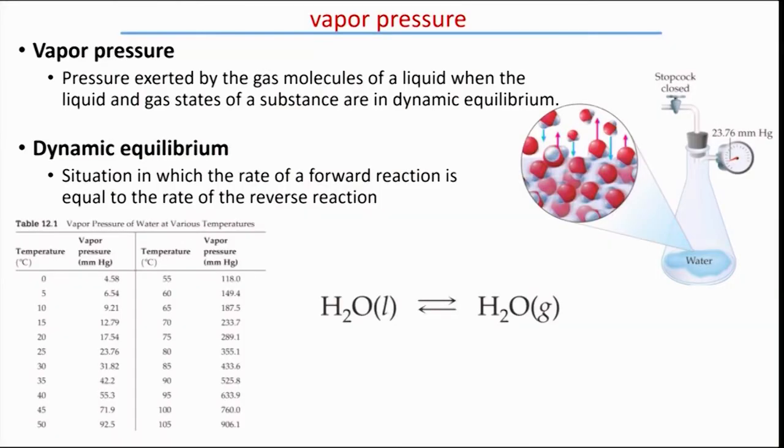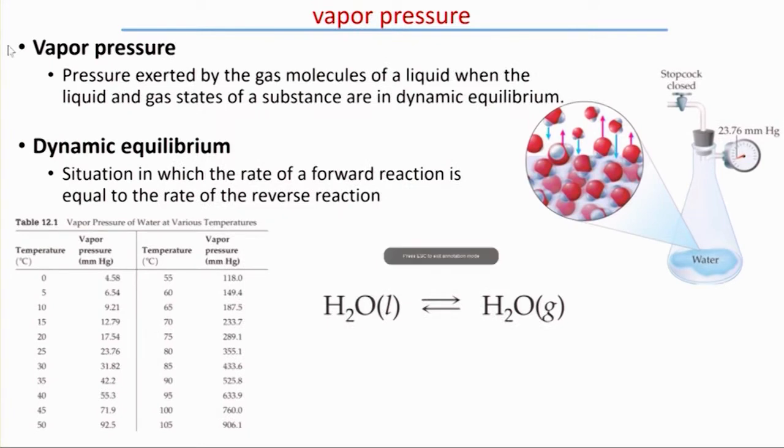So we're going to be looking a little bit at vapor pressure, and we have to explain what we mean by this. Vapor pressure is the pressure exerted by gas molecules of a liquid. So we are talking about it in the liquid phase, but it's the gas molecules that are doing some reaction. And these are when the liquid and the gas states are in a dynamic equilibrium.